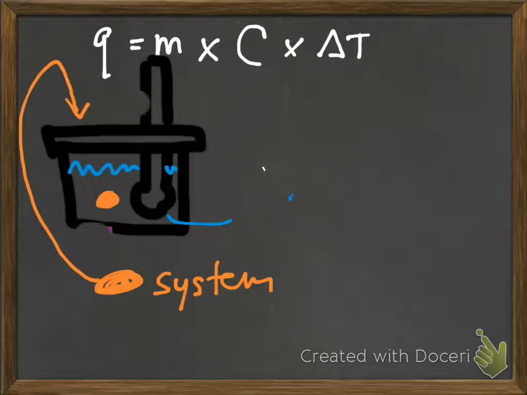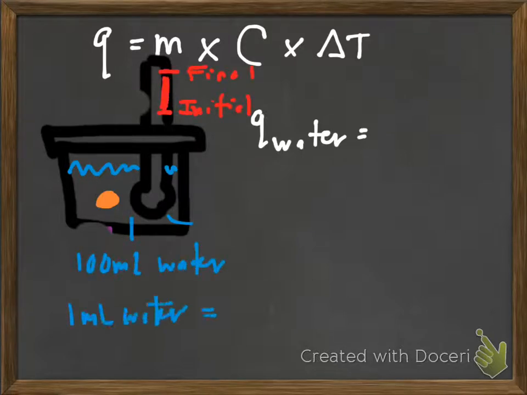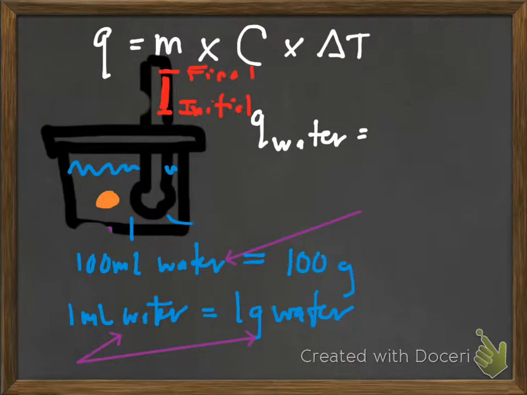And what we're going to observe is what happens to the water. And so we have an initial temperature and then a final temperature of the water. If we know how much water we have, then we can find out the energy exchange. Now you see down here at the bottom that I determined I had 100 milliliters of water. Because of density, 1 milliliter of water is equal to 1 gram of water. So if I have 100 milliliters of water, then I have 100 grams of water.